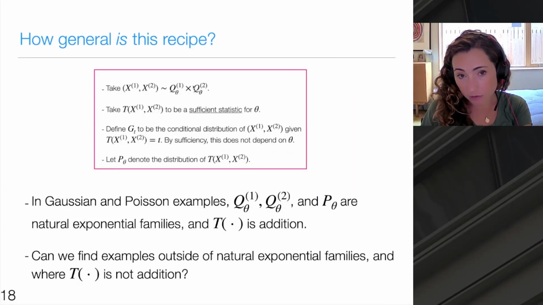So remember, one of the key things in data thinning was this notion of sufficiency, right? I'm trying to find my slide where I have the recipe for data thinning. I'm starting out with x1 and x2 that have q theta 1, q theta 2 distributions that are independent. And then I'm going to take t to be a sufficient statistic for theta. And then the thing that I'm ultimately going to thin is t. Or rather, if t follows a p theta distribution, the thing I'm ultimately going to thin is p theta.